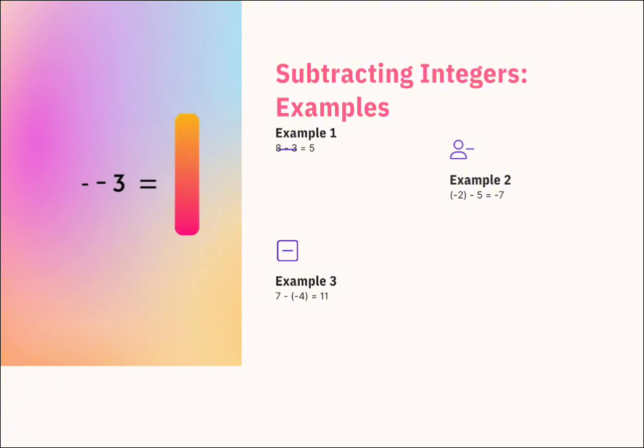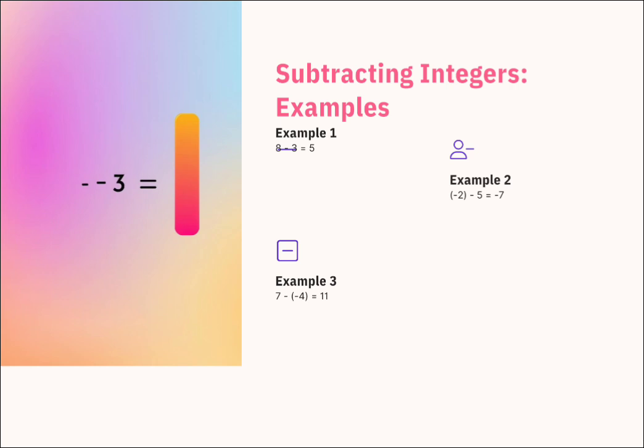Next, subtracting integers examples. Example 1, 8 minus 3 equals 5. Start at 8 on the number line and move 3 units to the left. The final position is 5. Example 2, negative 2 minus 5 equals negative 7. Start at negative 2 on the number line and move 5 units to the left. The final position is negative 7.